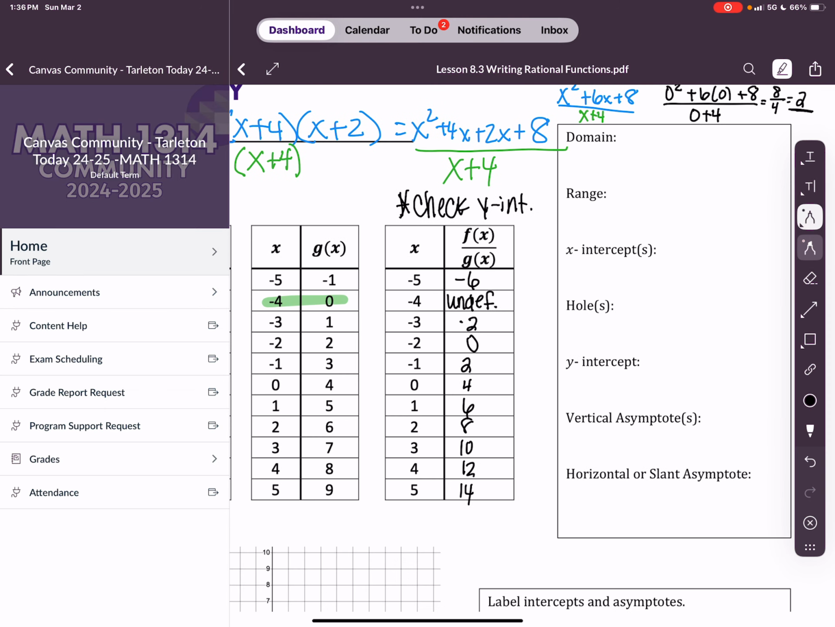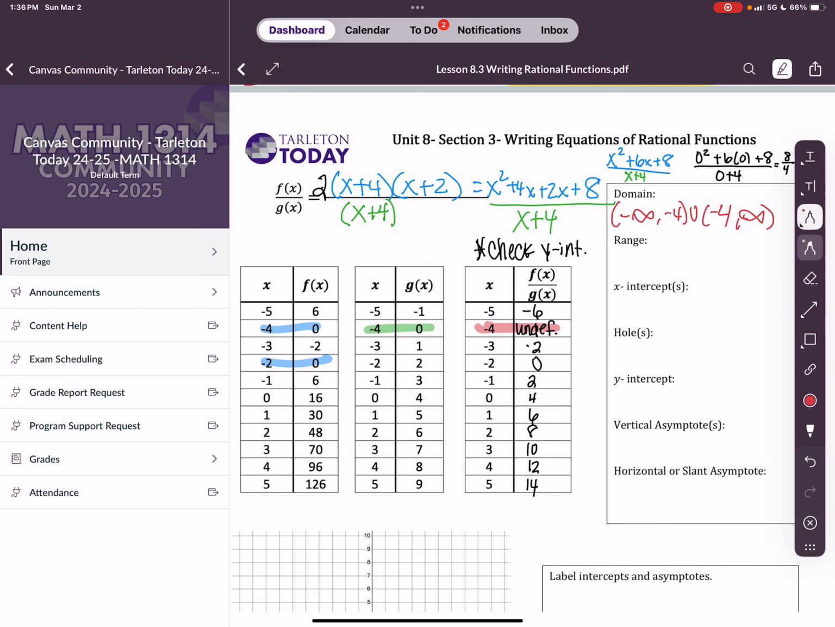Okay, so let's go ahead and figure all this out. Sorry, ignore me for a second. There we go. Okay, so our domain, we have this undefined value here. So whenever we're writing our domain, we're going to have negative infinity to negative 4, union, negative 4 to positive infinity. Now we need to see, well, actually, back up. I'm a step ahead. Sorry.